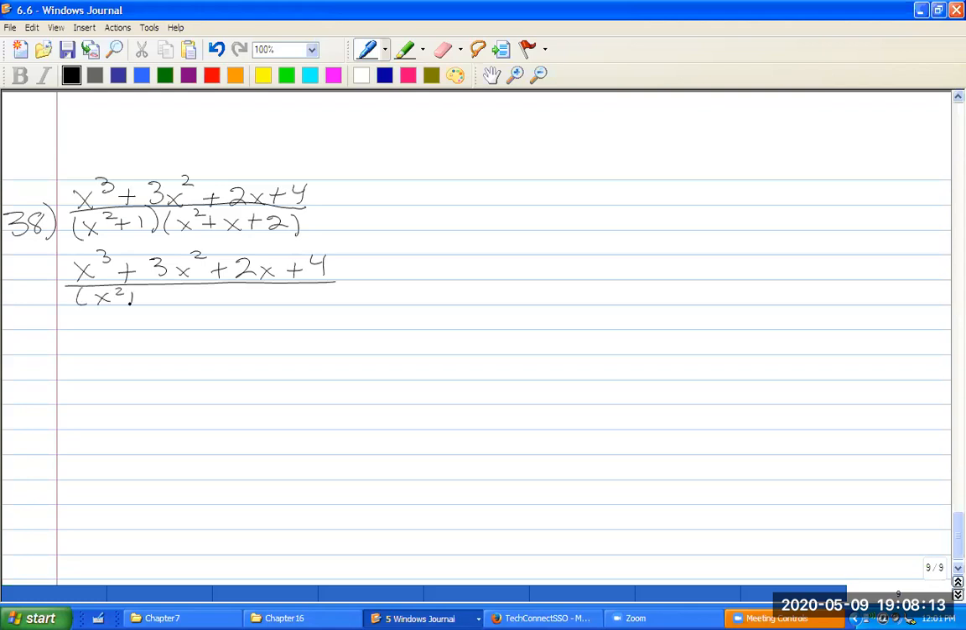over x squared plus 1 times x squared plus x plus 2 is equal to, well, this is a quadratic, so it has to equal ax plus b over x squared plus 1. And the next one is quadratic also. And these are irreducible, so you can't reduce these. So cx plus d over x squared plus x plus 2.